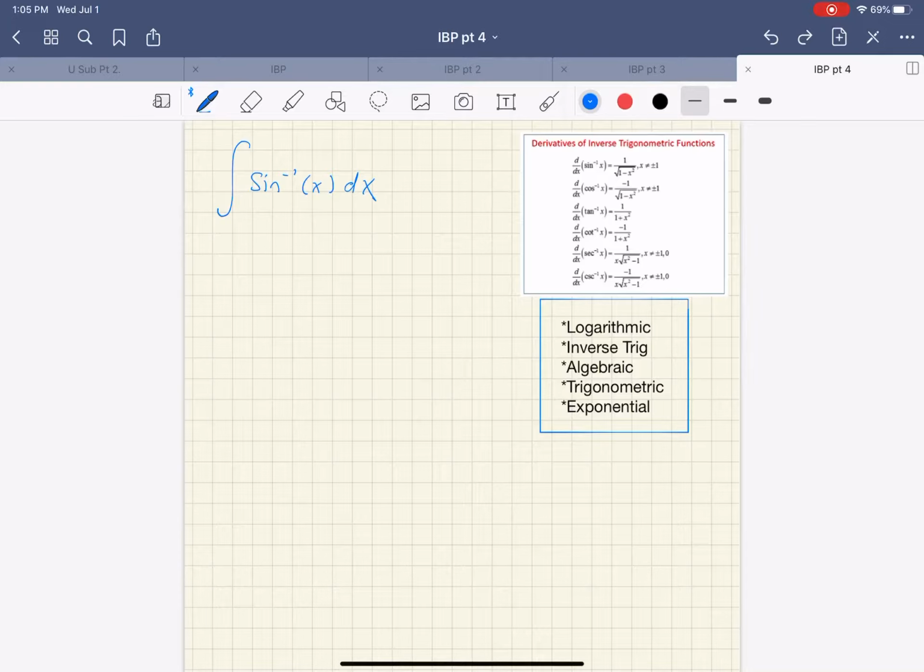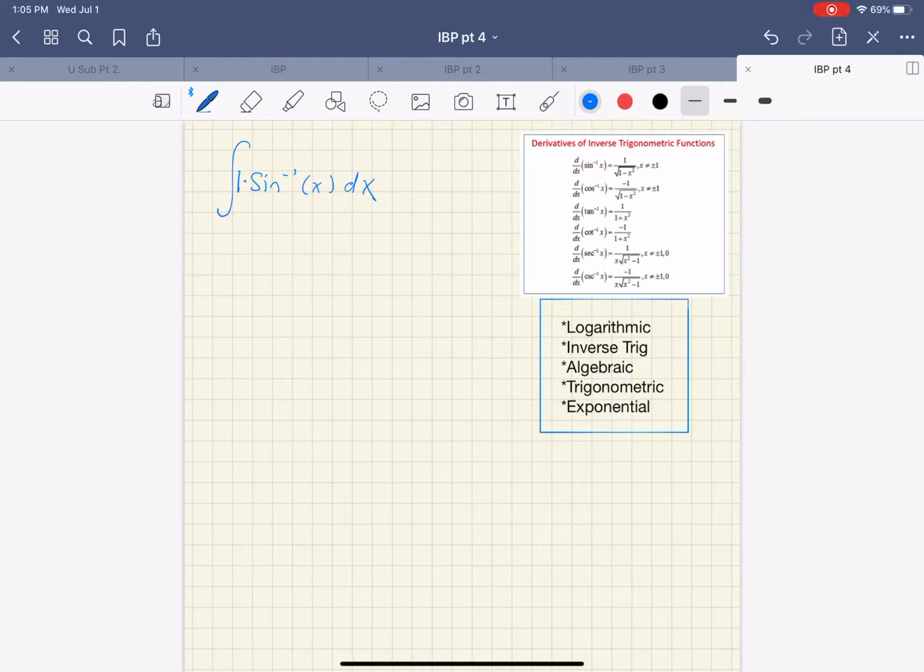So this time we have an inverse trig function just by itself. And we can look at this and we might not know where to start. But the first thing to notice is that you can't directly do u-substitution, or you might think to yourself, well, there's only one function, I can't do integration by parts. But in reality, this is actually two functions, because we can look at this in a way like this. 1 times arc sine of x.